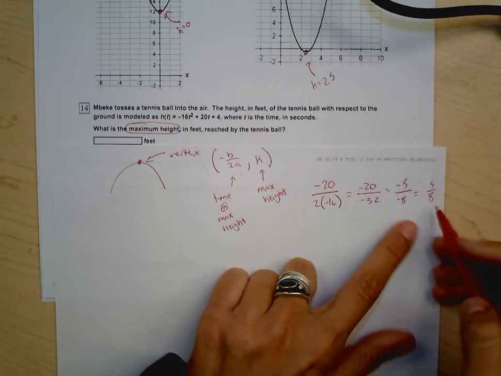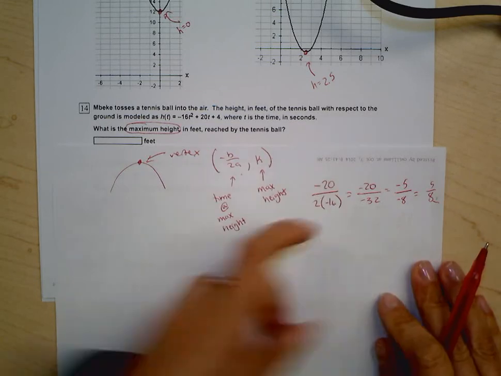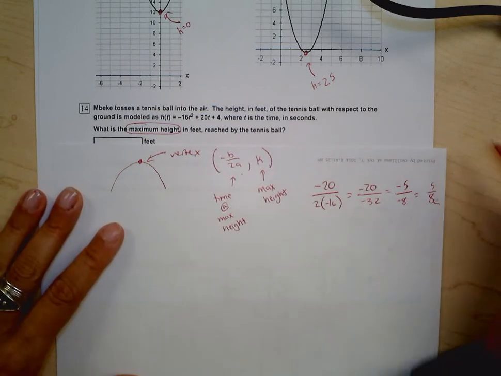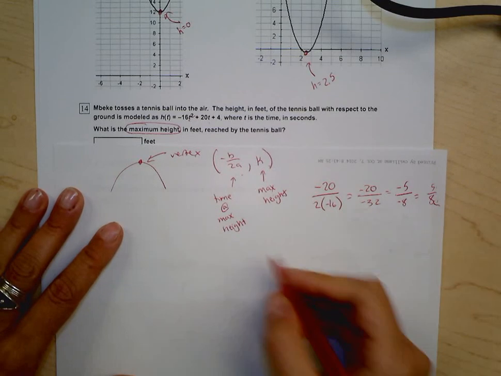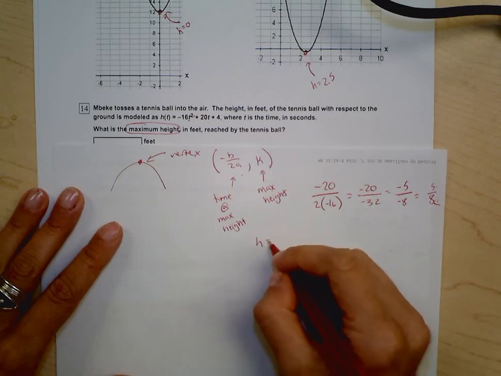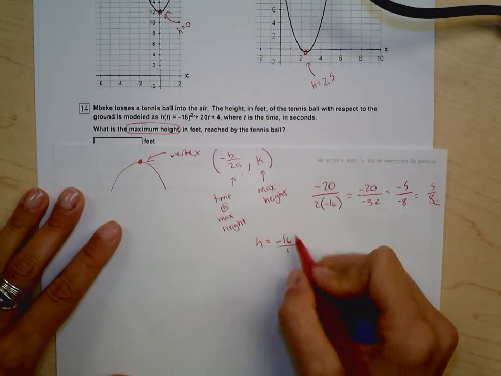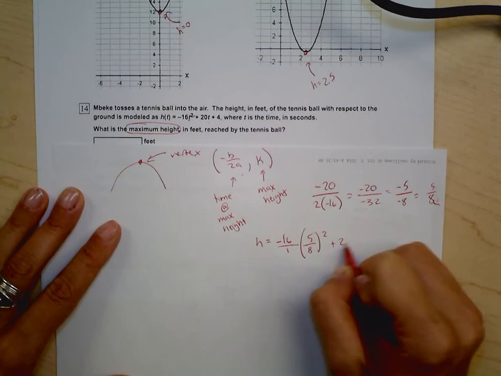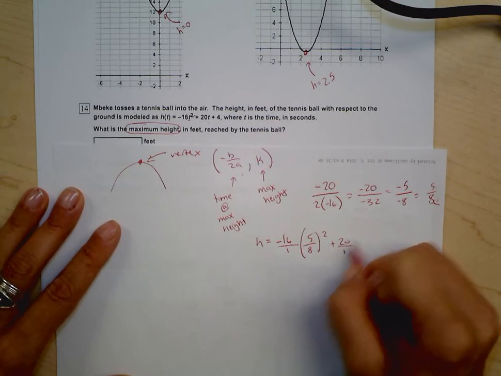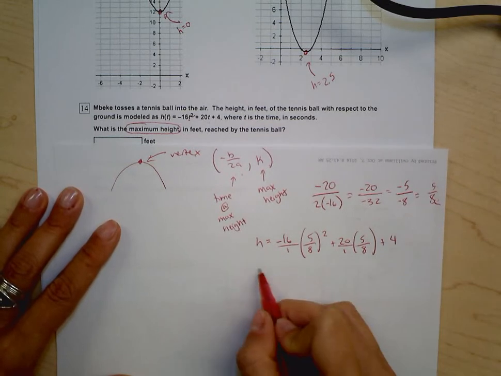Now, once we get this, students freak out because we have a fraction. We have to plug it back in. We need to work on our fraction. So we need to plug t in for 5 over 8. So here I have h is equal to negative 16, I'm going to say negative 16 over 1, and then this is going to be 5 over 8 squared plus 20 over 1 times 5 over 8 plus 4. Do your exponent first.